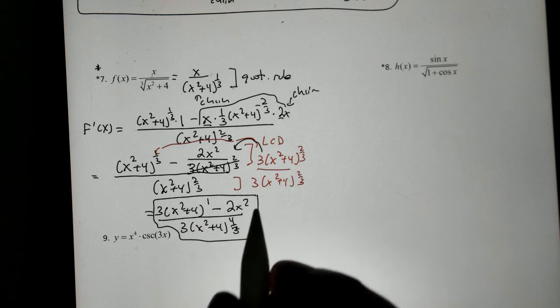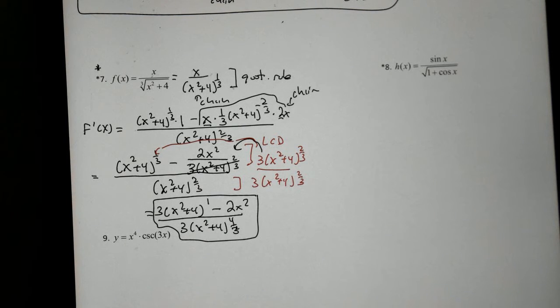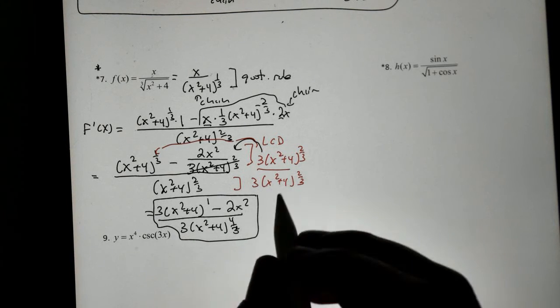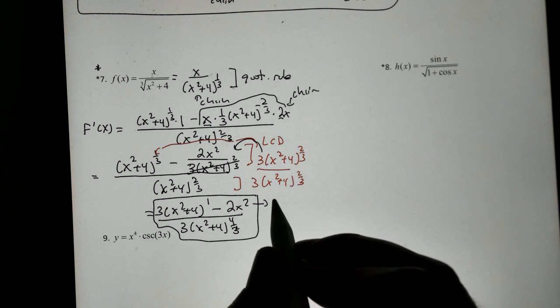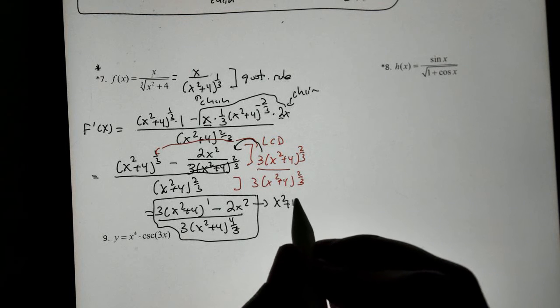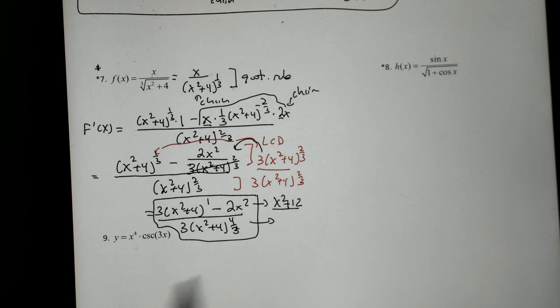No negative exponents, no complex fractions. There's your answer. You can clean up the top a lot if you wanted to. You can clean up the numerator. This is 3x squared minus 2x squared, so we just get x squared plus 12 on top over all of that if you wanted to. It's a neat skill to have.